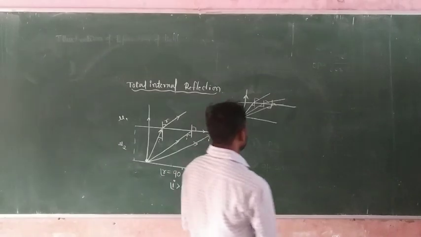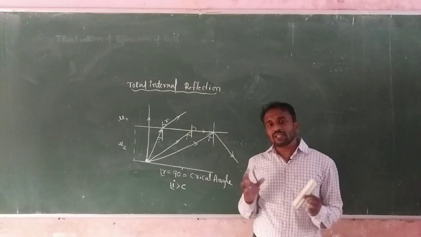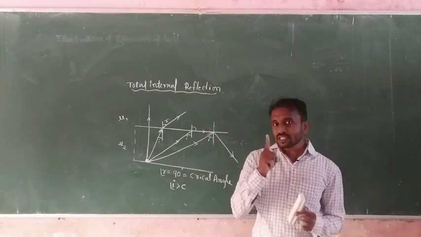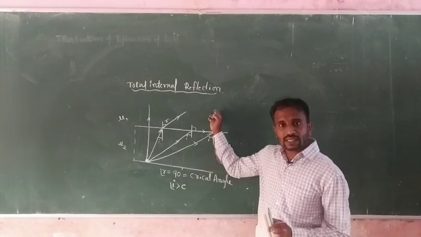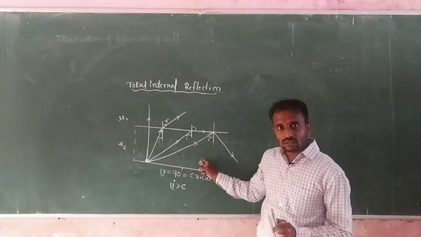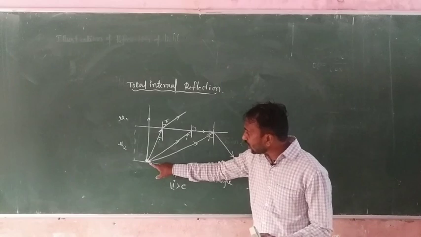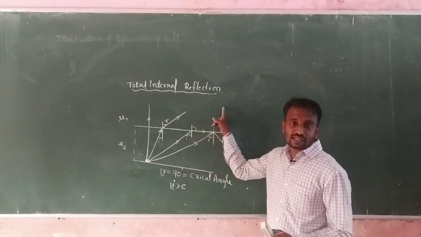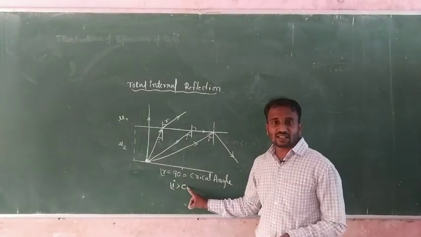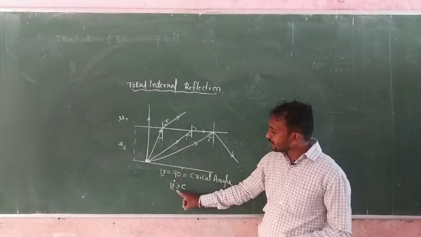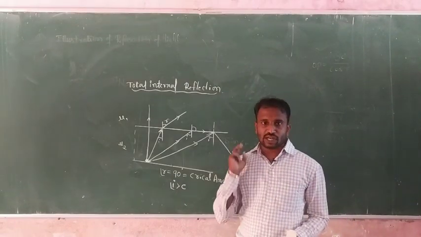Okay, so here in total internal reflection, mainly we consider two conditions. The first one is that the light ray must travel from denser to rarer media. And the second condition is that the angle of incidence is greater than the critical angle. Yes, if you remember these two conditions.